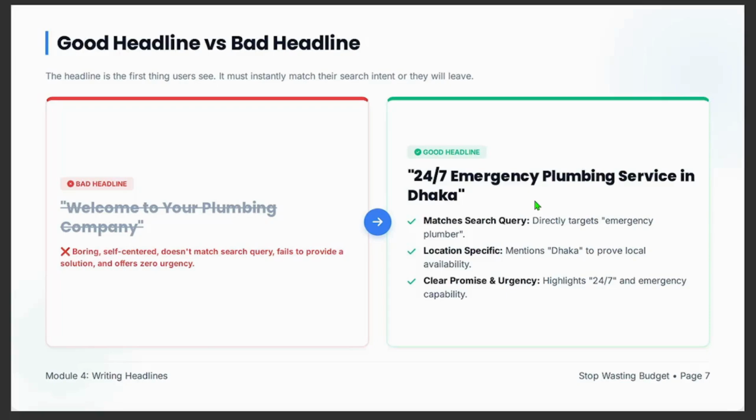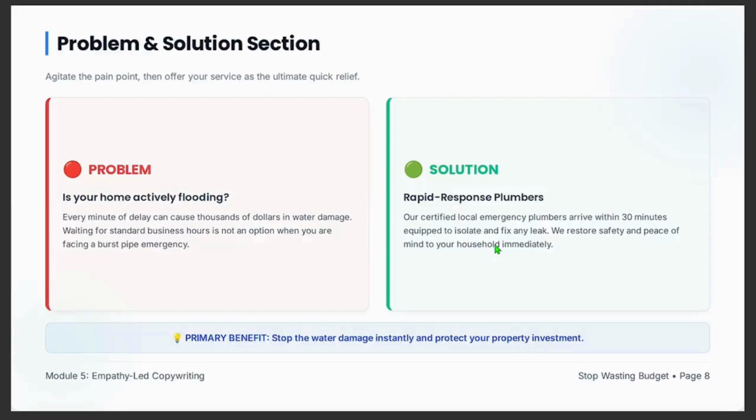So why is this good? Because it mirrors what the user searches for. It includes the location, it gives a clear promise, and it creates urgency. Always use a good headline. It makes a huge difference. Remember these things. And next, you need a problem and solution section on your landing page.